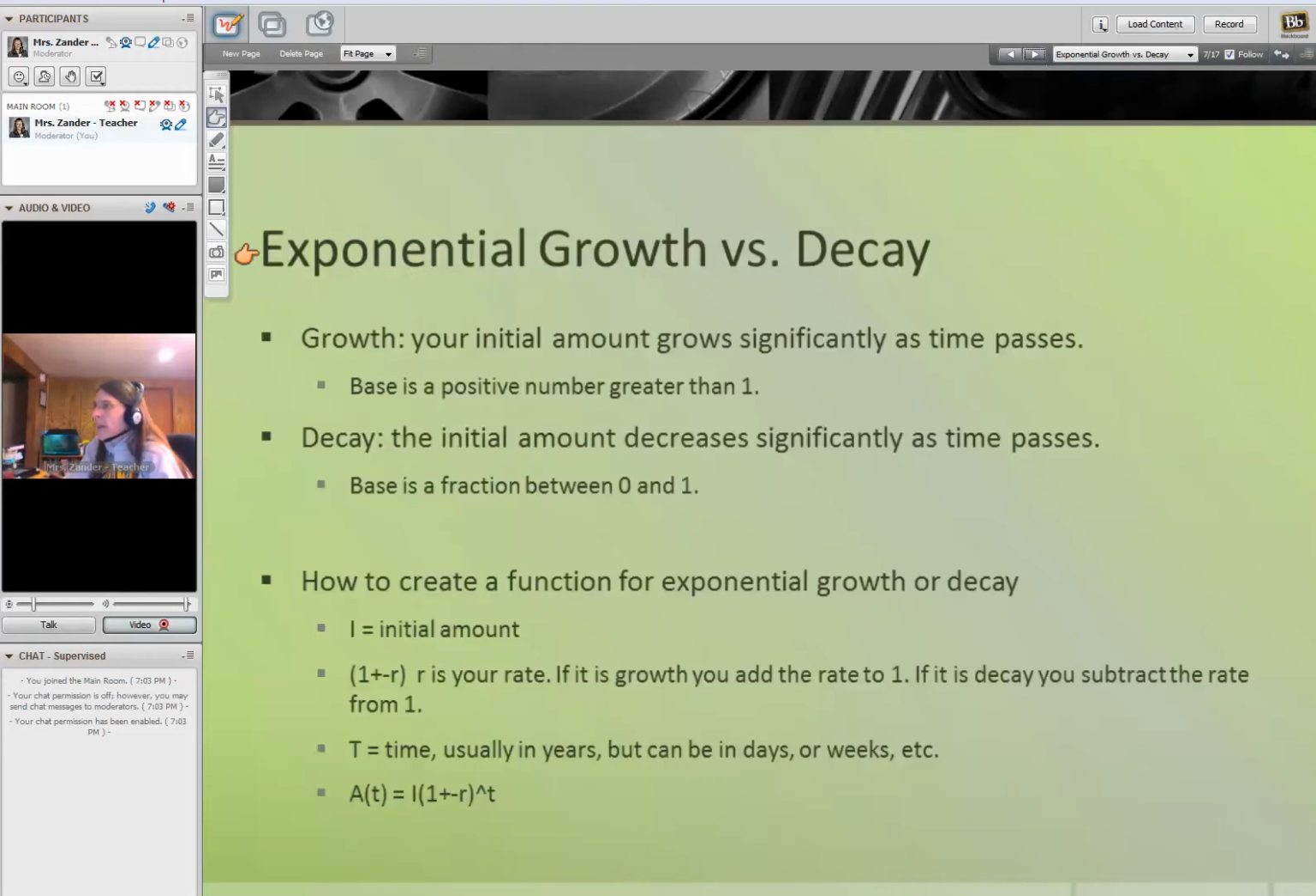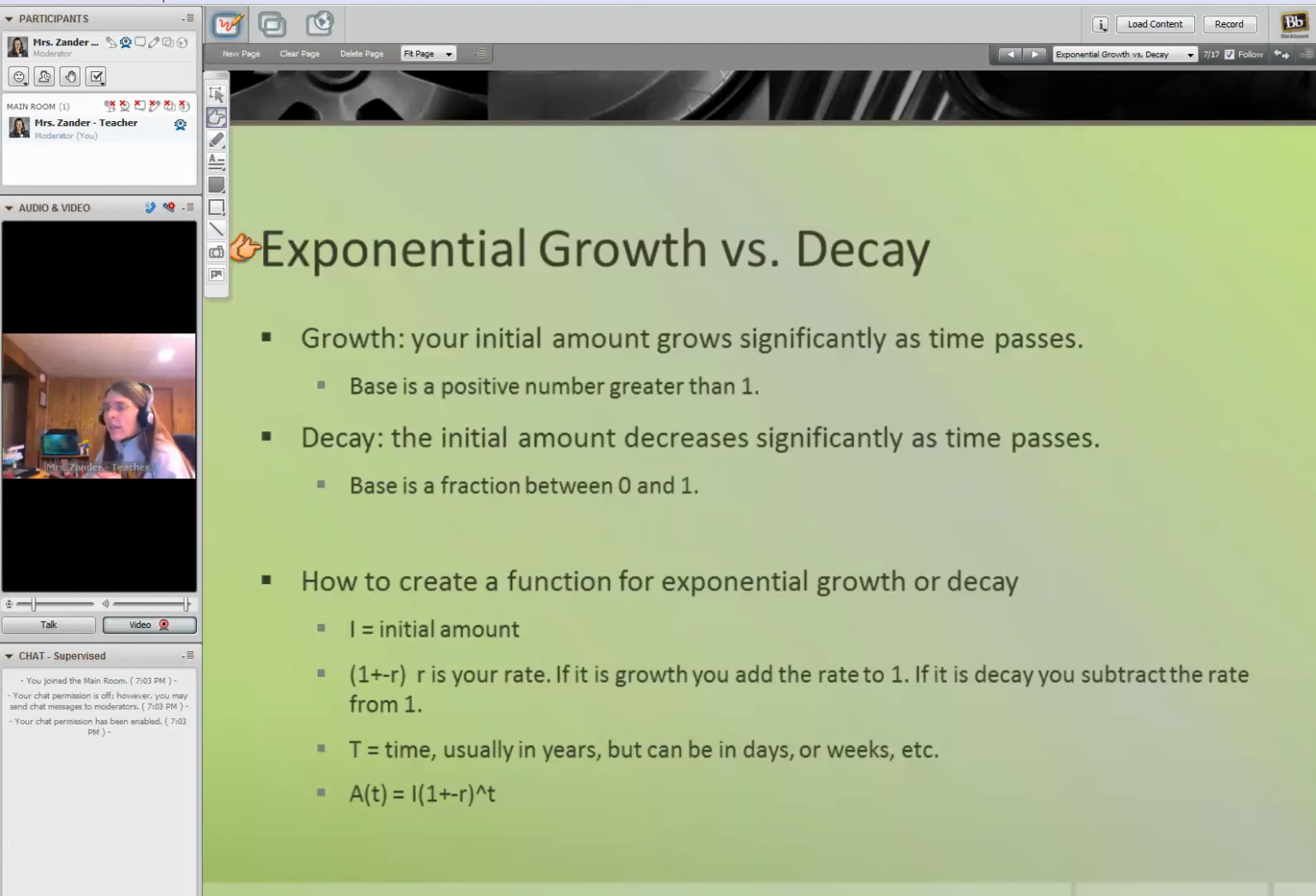Okay, I still want to talk about exponential growth and decay. So exponential growth and decay are kind of our real-world applications that use our exponential functions. Exponential growth, and you may have heard about this in your science courses, is when your initial amount grows significantly as time passes. And we see this with maybe bank accounts, or with bacteria, or whatever it may be. Decay is when your initial amount decreases significantly as time passes.